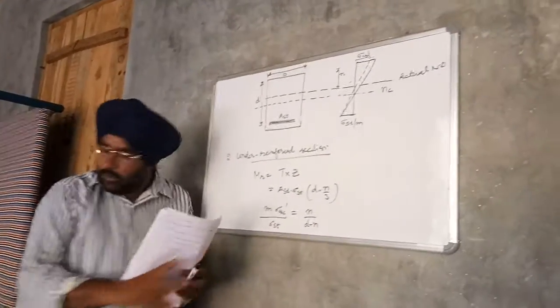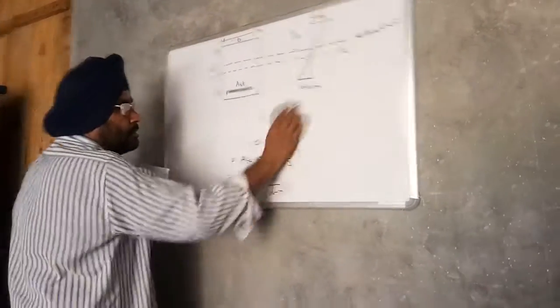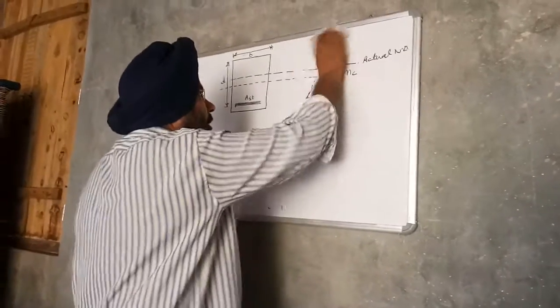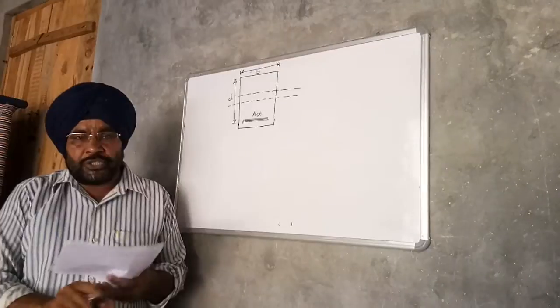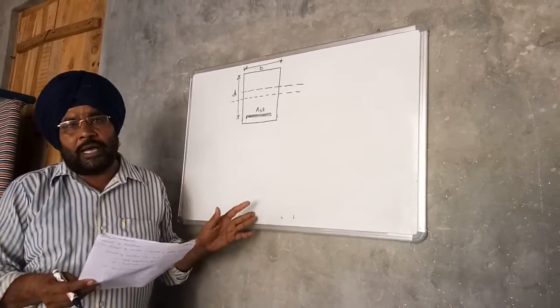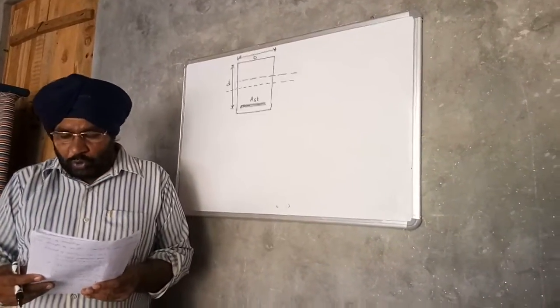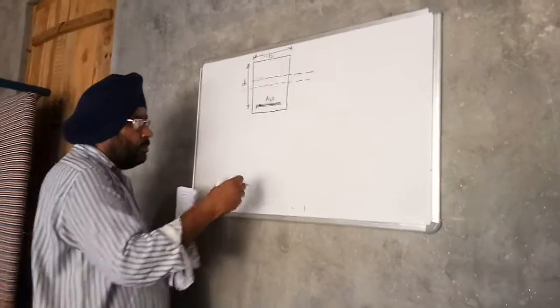So then over reinforced section. When the area of the steel provided is more than that required for a balanced section, it is known as over reinforced section. Because the area of the steel provided is more, the neutral axis will shift toward the steel. So it means N will be more than NC.